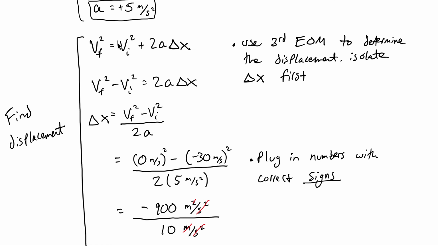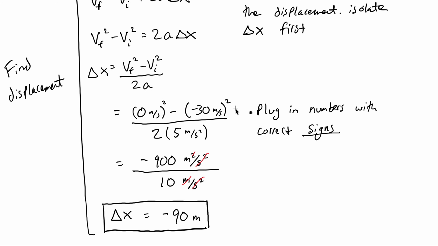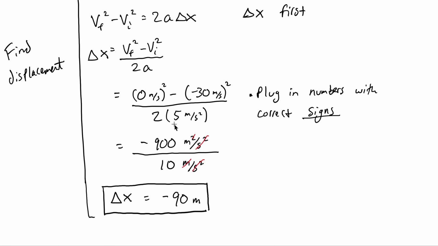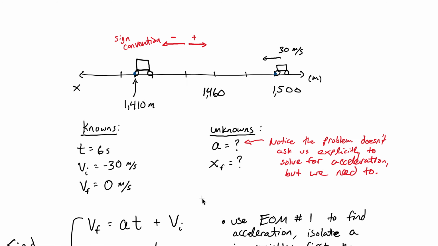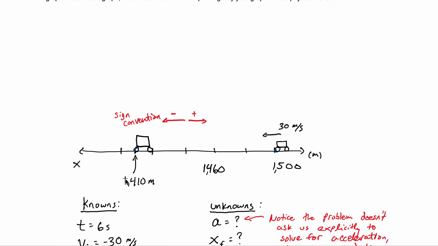Same structure, organized in a linear fashion downwards, and we're putting notes next to what we're doing. We solve for our displacement, then we plug in our numbers, take care of our signs, square everything, and notice we get a unit cancellation out to give us units in meters, and we get negative 90 meters. So the interpretation here is we have been displaced to the left by 90 meters, and now you can see over here at 1,410 meters, that would be our final position.